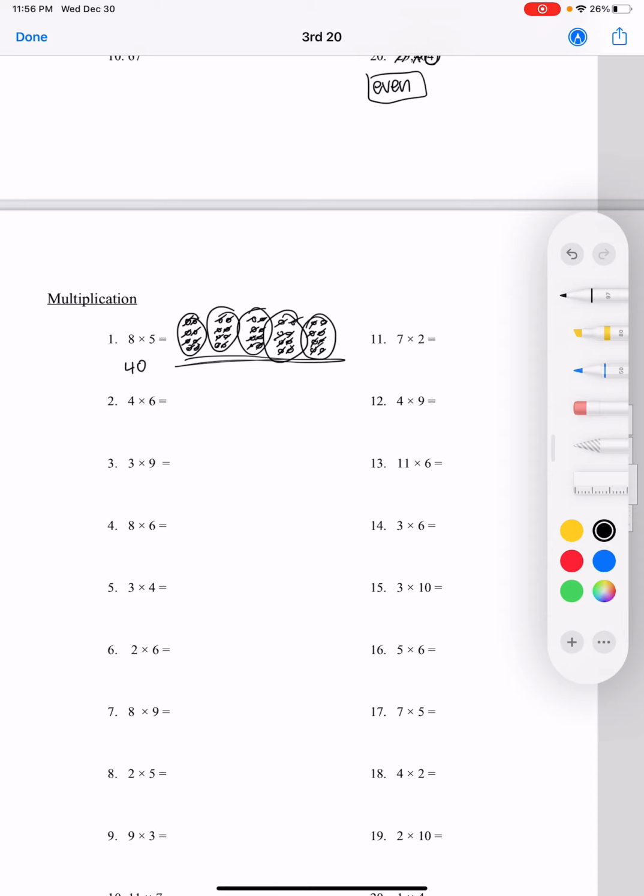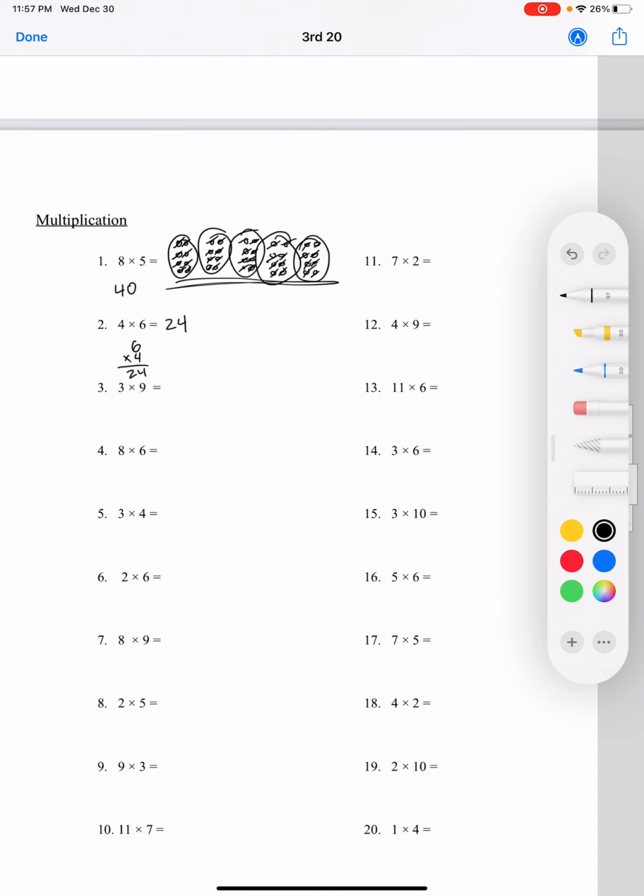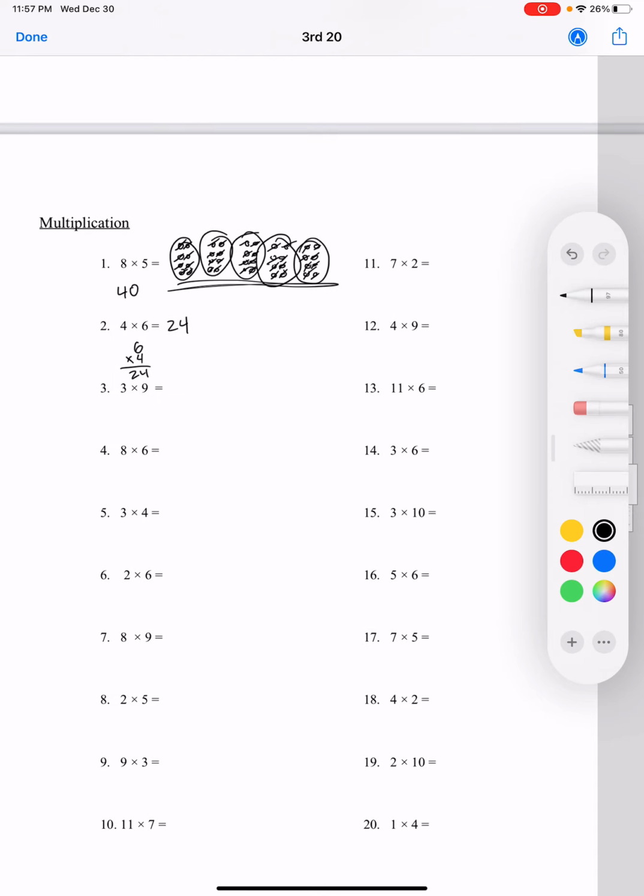If we don't want to take up too much time trying to draw these models, then you can just do long multiplication. 6 times 4 is 24, so your answer is 24. For number 3, 9 times 3, actually for single digits, it's kind of useless to do long multiplication. So 9 times 3 is 27.